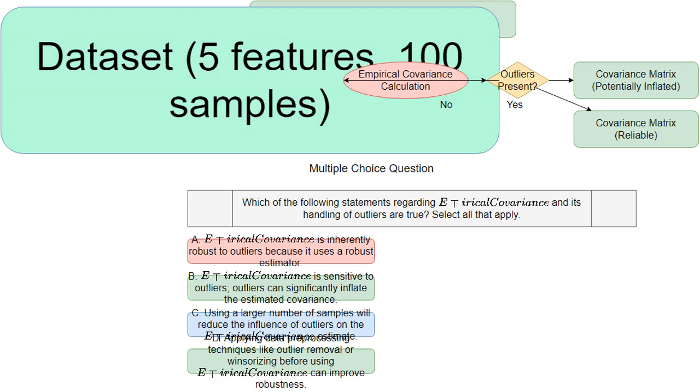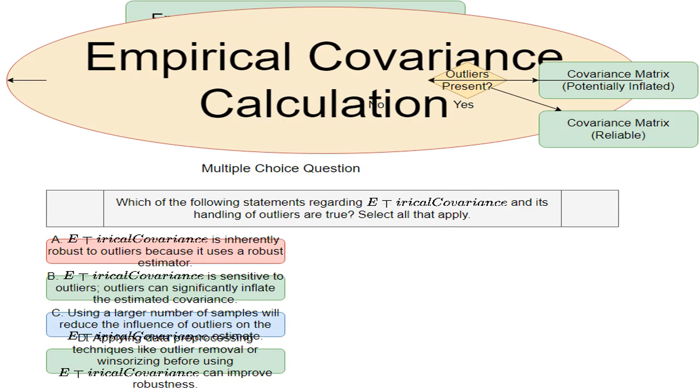I'm looking at a dataset with 5 different characteristics and 100 individual data points. Think of it like 100 people, each described by 5 different measurements, like height, weight, age, etc. This is the core of the problem. I need to calculate how the 5 features relate to each other.